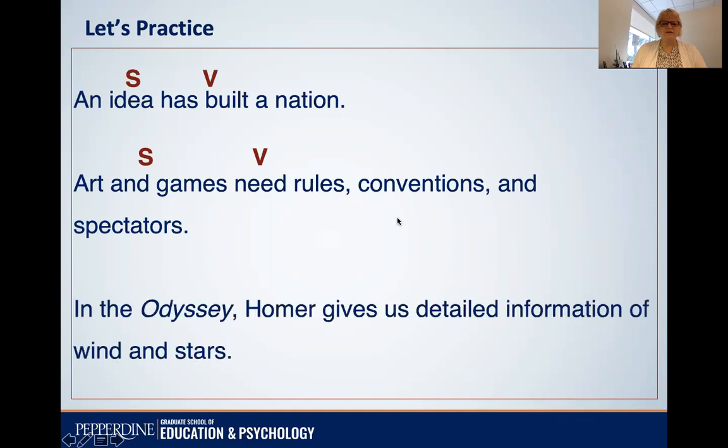And then the last one: in the Odyssey, Homer gives us detailed information of wind and stars. What's our subject? It is Homer, and then the verb is gives. So in all three of these, we look for the action, which is has built, need, and gives, and then we try to find what it is that's acting: the idea, the art and games, and Homer. So that's how we determine what is the subject and the verb in the sentence.